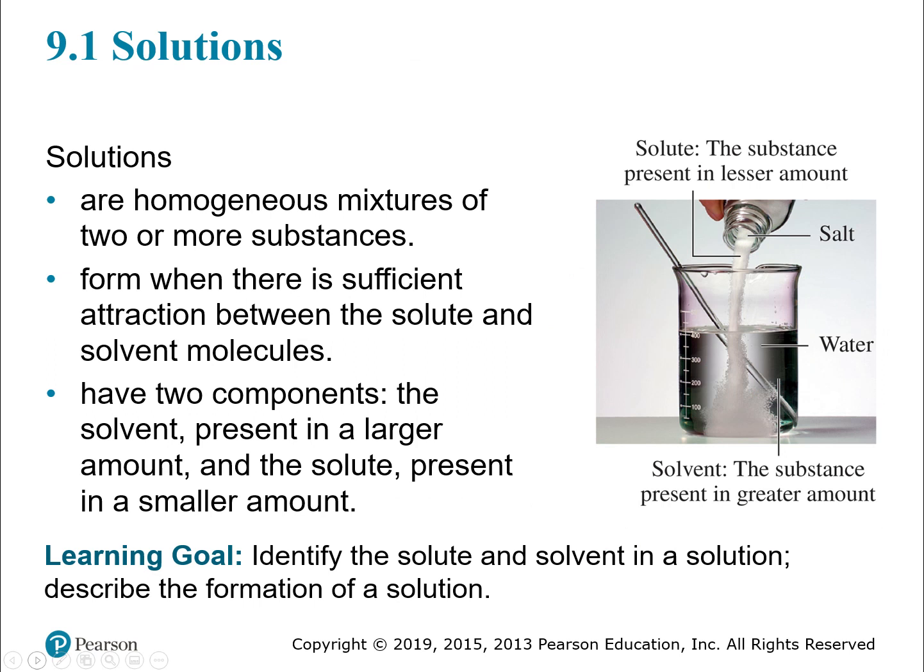A solution is a homogeneous mixture of two or more substances. Remember way back in chapter 3, we talked about homogeneous versus heterogeneous mixtures. We talked about substances and compounds and all these other terms. So you need to kind of reload those back into your brain. Solutions form when there is sufficient attraction between the solute and the solvent molecules, and we'll talk more about that in a little bit.